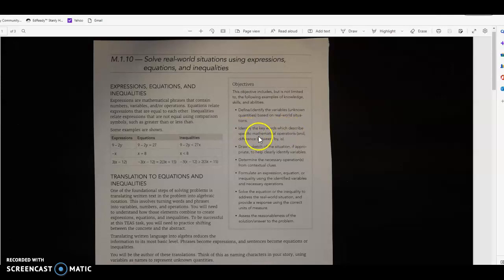So our objectives in this particular example are to identify the variables based on real-world situations, and identify the keywords which describe specific mathematical operations such as add, subtract, multiply, or divide. It's easy to draw a sketch of the situation, if appropriate, to help clarify or identify variables. You have to determine the necessary operations using some contextual clues. We have to formulate an expression, equation, or inequality using the identified variables and necessary operations. We're going to solve the equation or the inequality and add the correct units of measure. Then we've got to assess the reasonableness of the solution or answer to the problem. In other words, does the answer make sense?